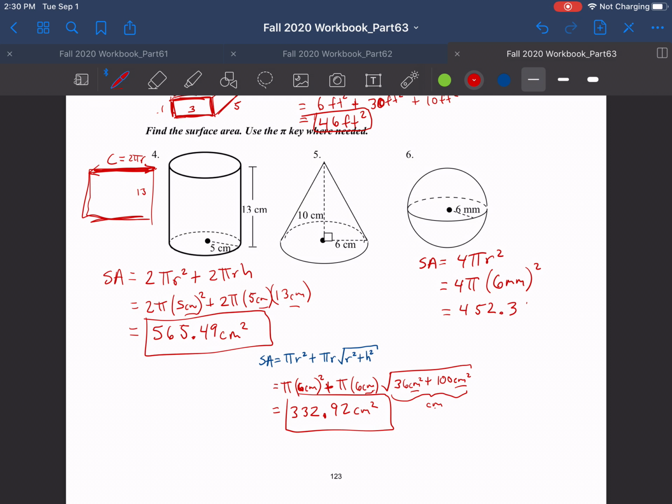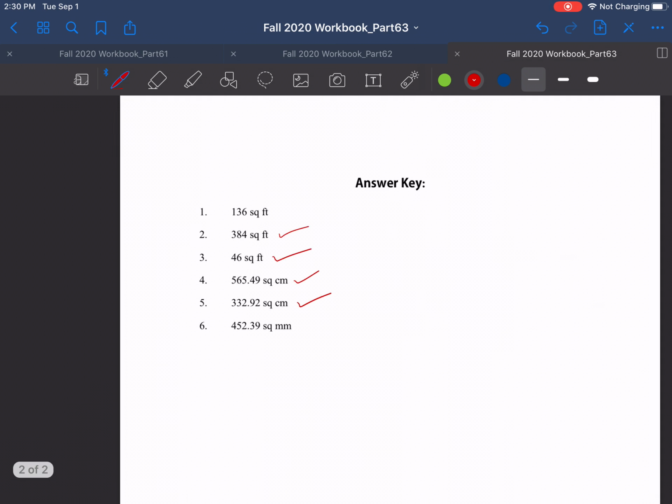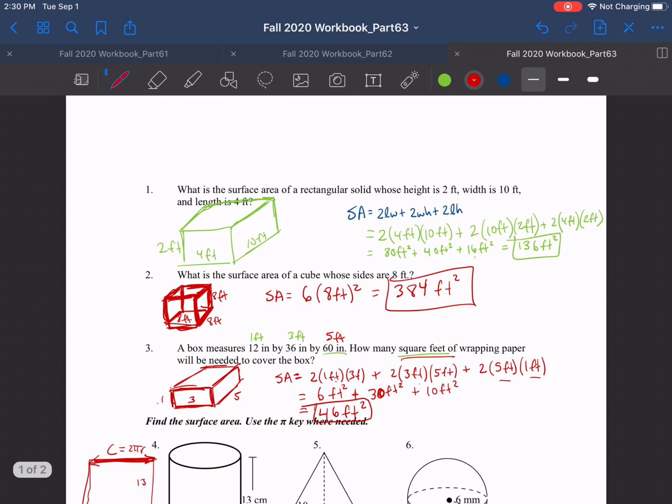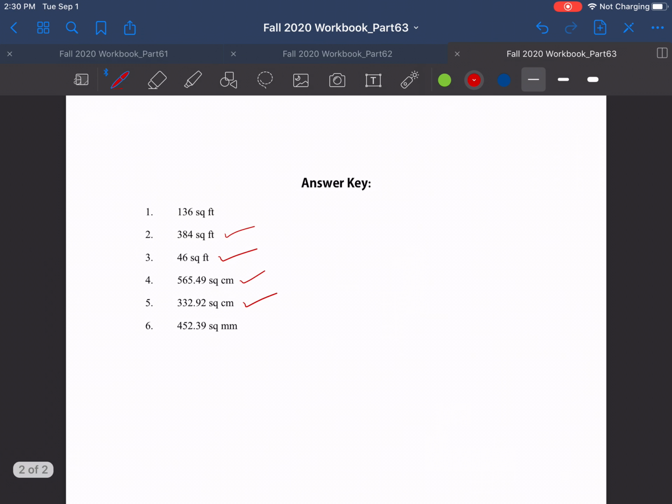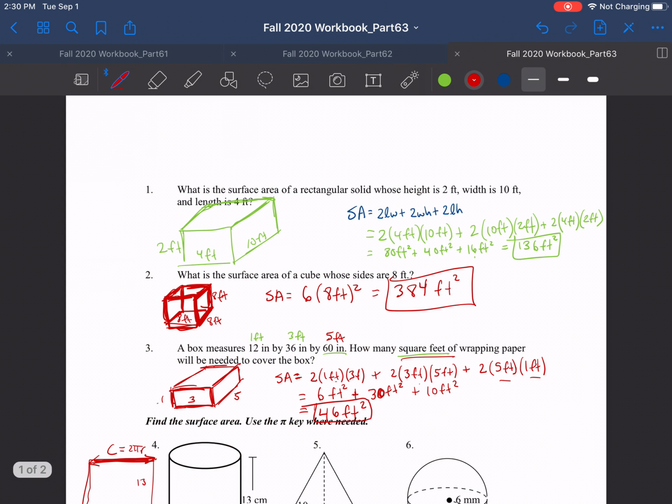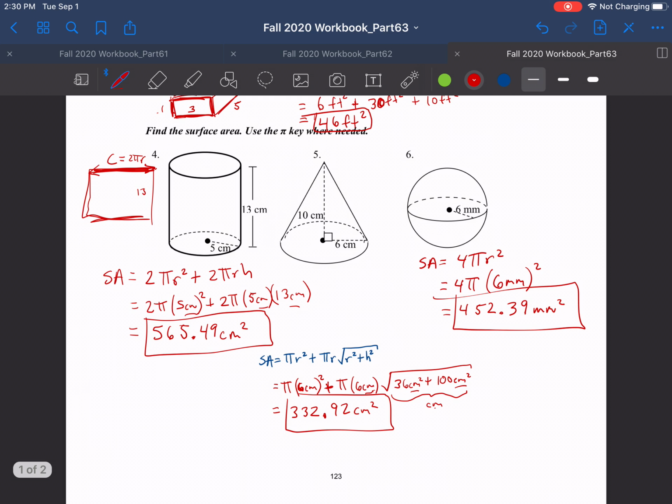452.389, which becomes 452.39, and then millimeters squared. And then that should be our answer, 452.39. Which is what we have there, 452.39. So we checked that one off. We got it right. All right, so there's all of those answered.